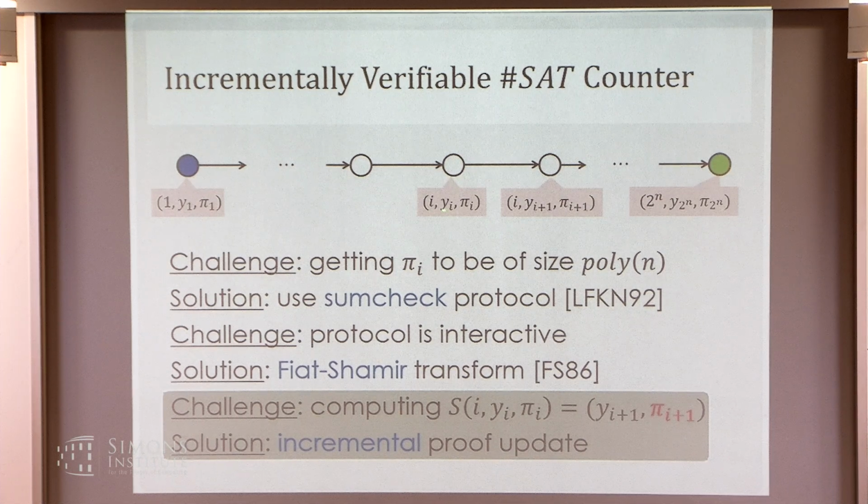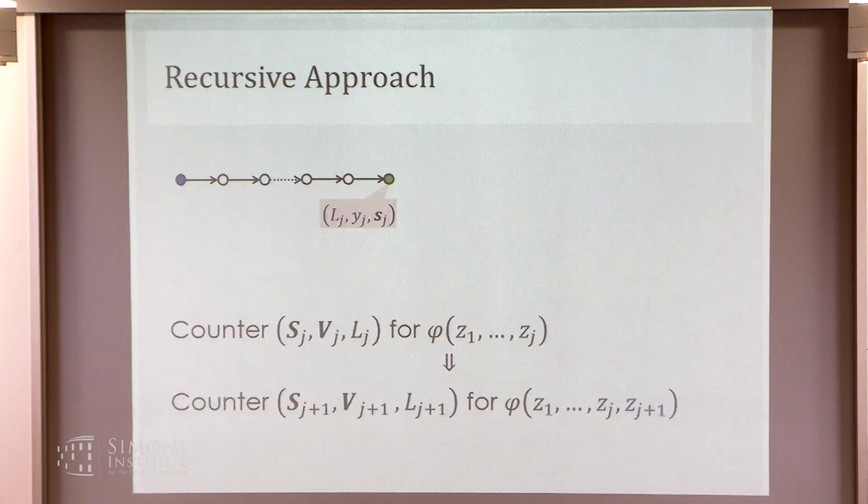Okay, so our main challenge is how in the world do we go from a proof that within the first i assignments there are y_i accepting statements, to a proof that within the first i plus 1 statements, the number of satisfying assignments is something. That's the challenge, and how do we do it?